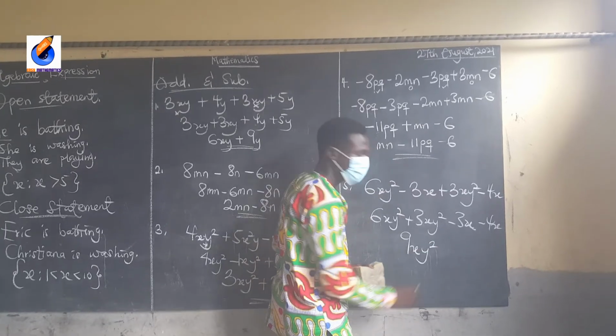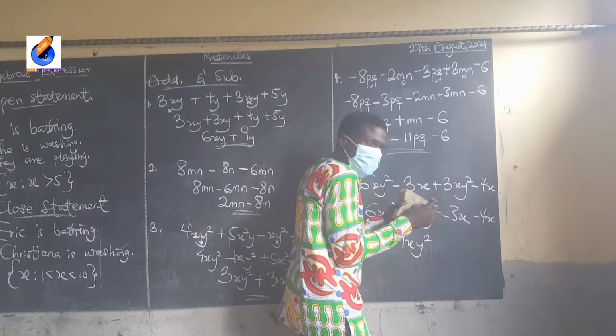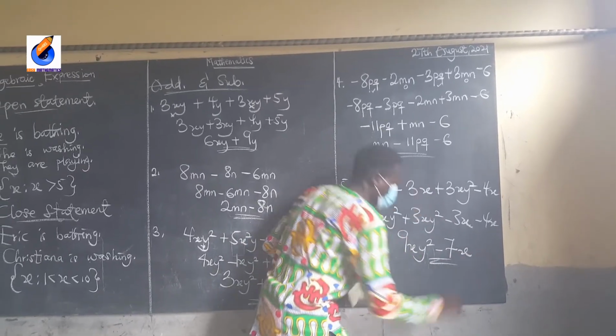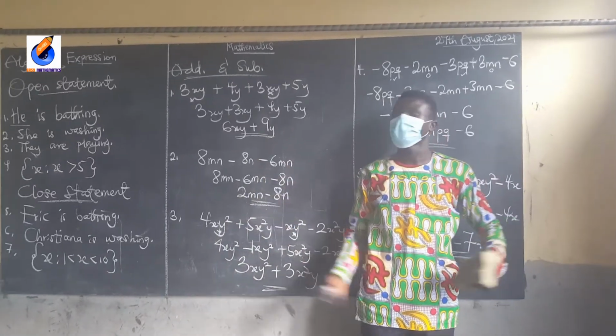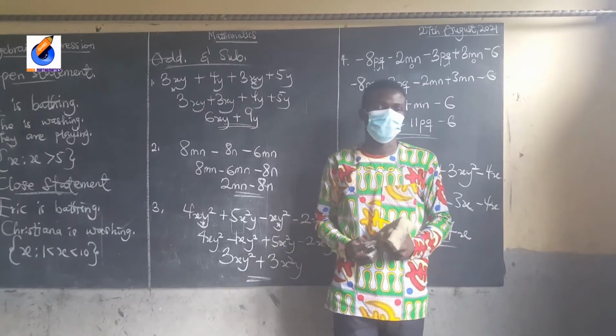So this plus this will give me 9xy squared. I owe 3, I owe 4. Bringing them together will give me negative 7x. And this becomes my final answer. And so this is how we do the solution for algebraic expression, addition and subtraction.